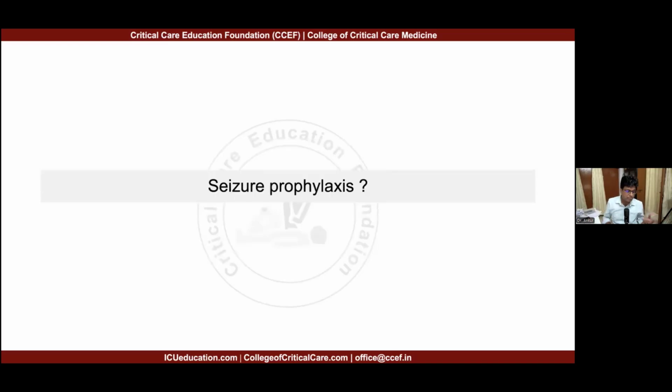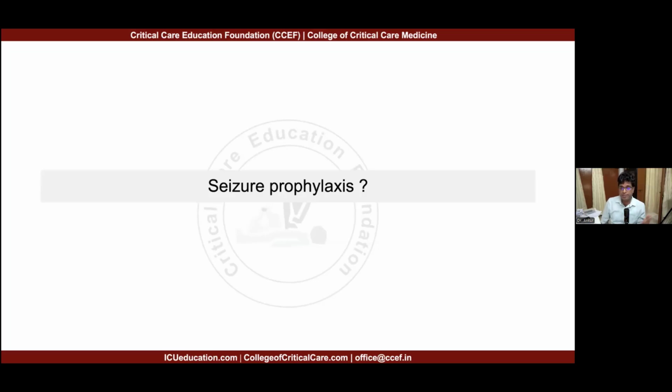Seizure prophylaxis. Whether you should give seizure prophylaxis or not to such patients: yes, these patients are at risk of developing seizures. So if you feel that the brain parenchyma is involved, they recommend that you give prophylaxis for 7 days. And if you feel the patient is comfortable, it can be stopped abruptly. There is no need to continue.